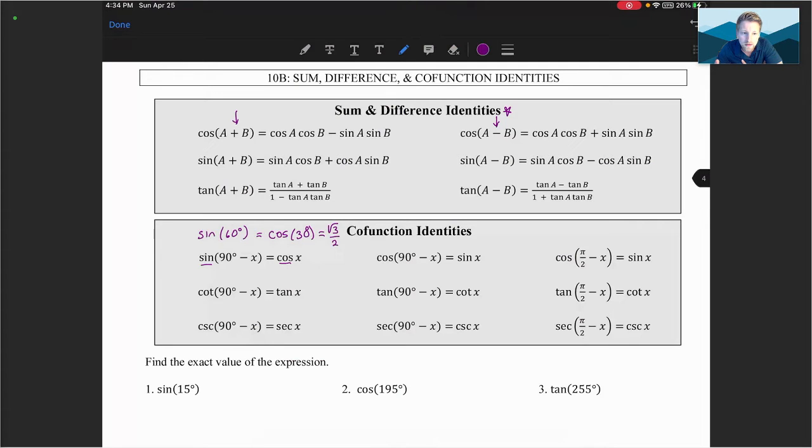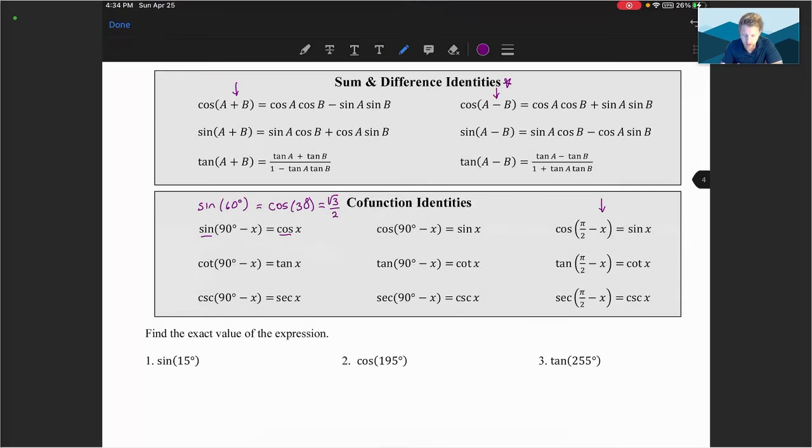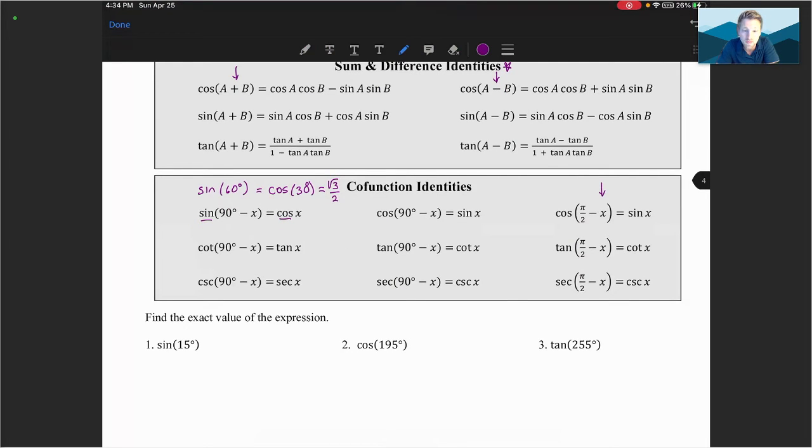Other ways we can rewrite these identities are with our radian calculations. Pi over 2 is 90 degrees in radians. So just recognize that those are the same formulas, but represented in radians instead of degrees. So let's consider some sum and differences first here in example 1. In example 1, we are going to find the sine of 15 degrees.